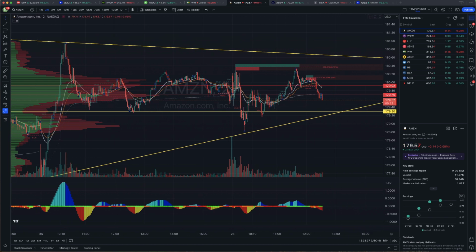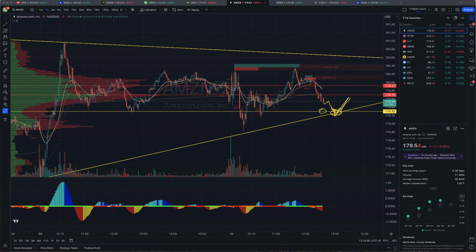You know, what I'd love to see is this just kind of do this. Maybe it bounces a little bit. Maybe it kind of does this and gives us that. Because right here you have a support level and a trend line level. Get two of those to match up. I like that, especially if we get a little flush down and reclaim. That's what I'd be watching for there.